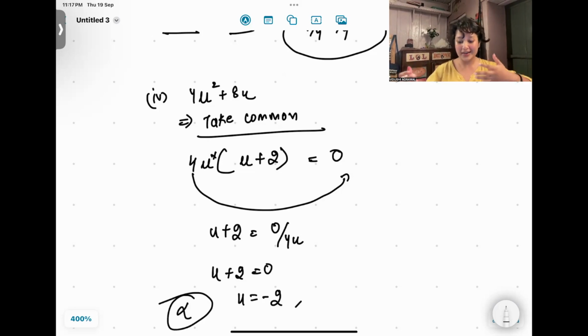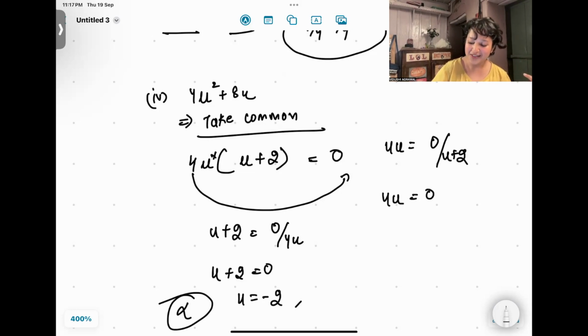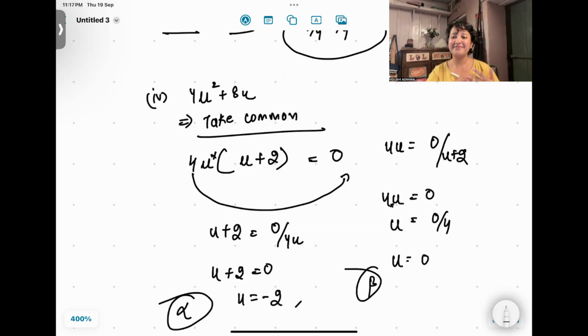But what if I do the second case? What if I transfer u plus 2 to the other side? So I'm getting 4u equals to 0 divided by u plus 2, because again, it was getting multiplied. So 4u equals to 0. u is equals to 0 divided by 4 because it was multiplied. So u is again 0. So this is my beta.